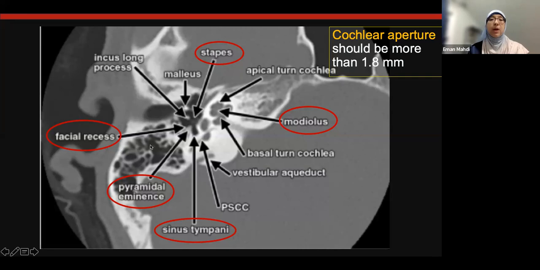There are important structures sitting more posteriorly within the middle ear, which is the pyramid in the middle, and then more lateral, the facial recess, and medially the sinus tympani. It's important for us in radiology to check and make sure that this area is clear, just because sometimes cholesteatoma can sit within the sinus tympani, and it's more of a blind spot for the ENT doc, that they don't see it when they go and check the middle ear.